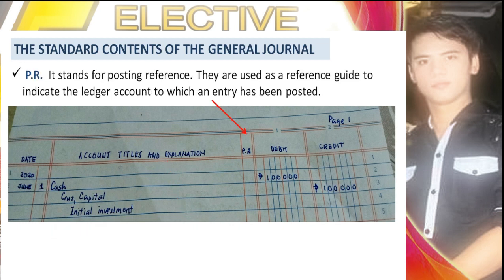Another content is the PR. It stands for posting reference. They are used as a reference guide to indicate the ledger account to which an entry has been posted. So for this step in the accounting cycle, we will not put anything in the PR. This one is empty. Why? Because we're going to fill this column only when we are already at the third step in the accounting cycle, the posting to the ledger.